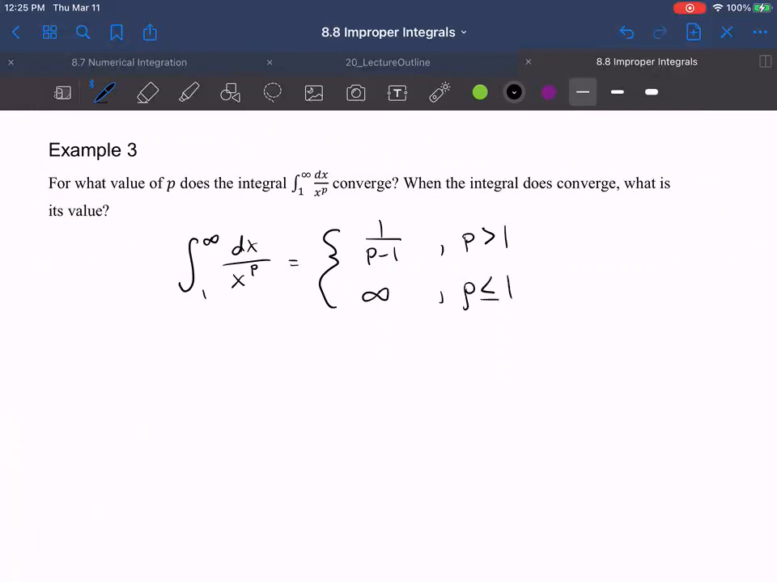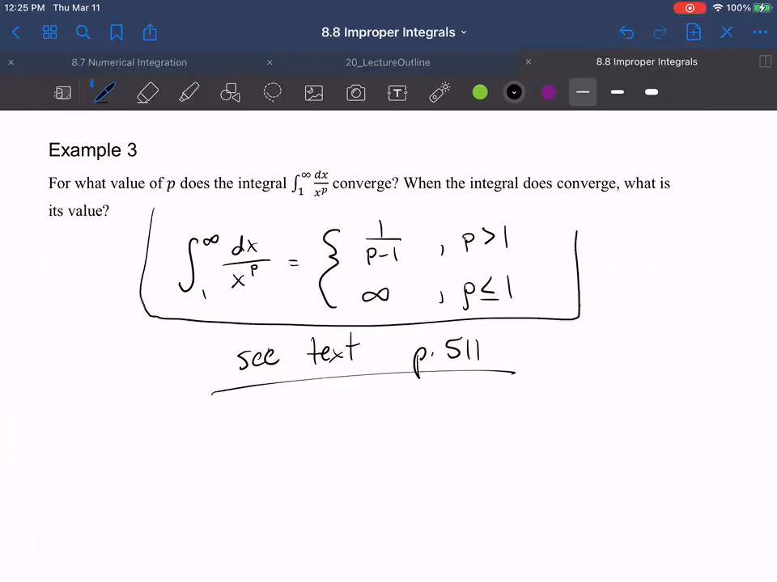See the text for the proof, and it's, I believe, on page 511. But you're going to want to know this. All right, tuck that one in your math tool belt. So what values of p does it converge when p is greater than 1? So like 1 over x squared, 1 over x to the 10th, it's going to work. 1 over x? Nope.